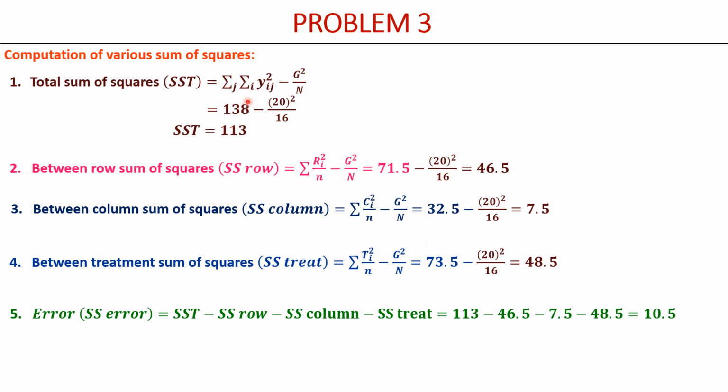So we have found the total sum of squares by calculating the total sum of the squares of the yields, and then using the three means, subtracting the correction factor, we have found the three values. By subtracting the SS row, SS column, and SS treatment from the main SST, we get SS error. Now we shall substitute all this in the ANOVA table and make the required conclusions.